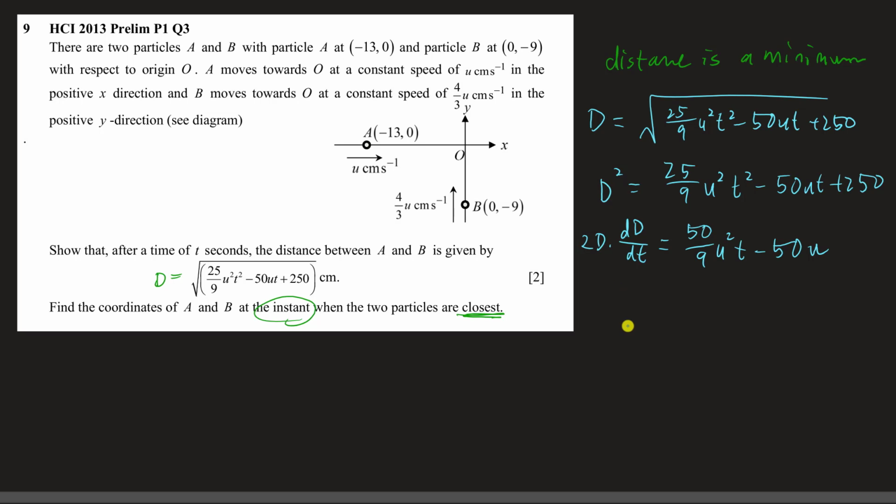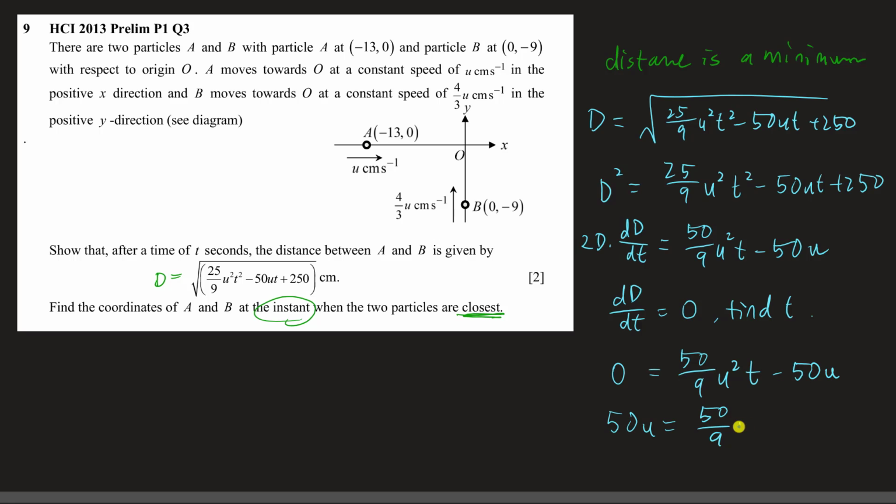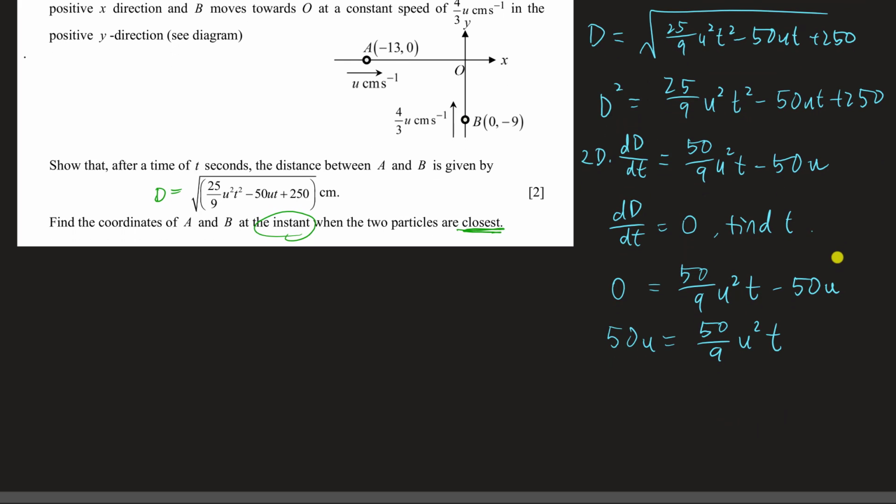And then distance is a minimum, means dd/dt equals 0. Find t. This would be 0. The 2d is gone because this is 0. Equals 50 over 9 u squared t minus 50u. Bring this over. You get 50u equals 50 over 9 u squared t. Simplify this. Divide both sides by u. 50. t would be 9 over u. So this is our golden ticket to this question.